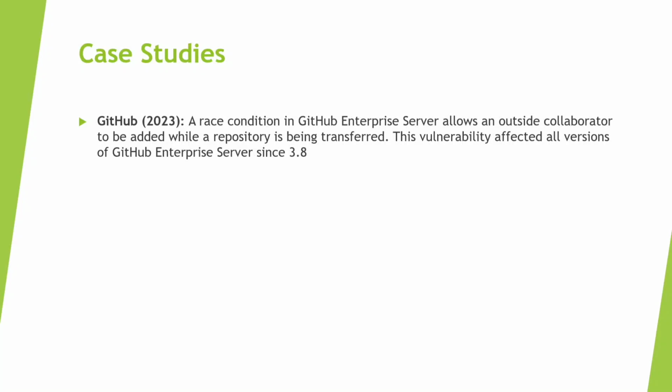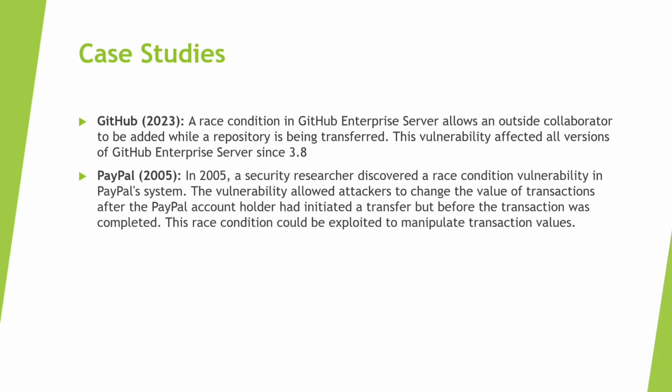Last year, a race condition vulnerability was present in the GitHub Enterprise server, which allowed an outside collaborator to be added while a repository was being transferred. This vulnerability affected all the versions of GitHub Enterprise Server since version 3.8.